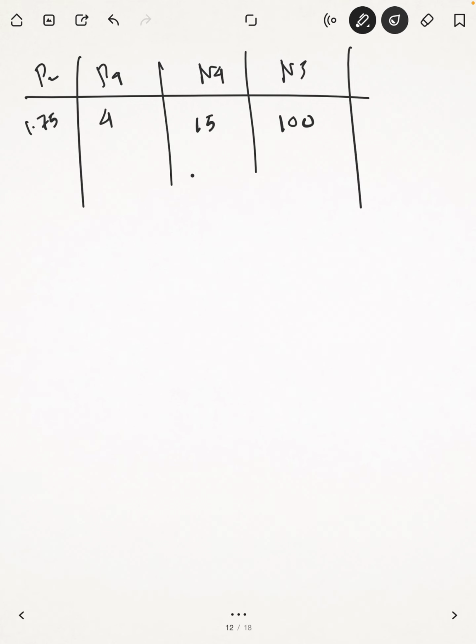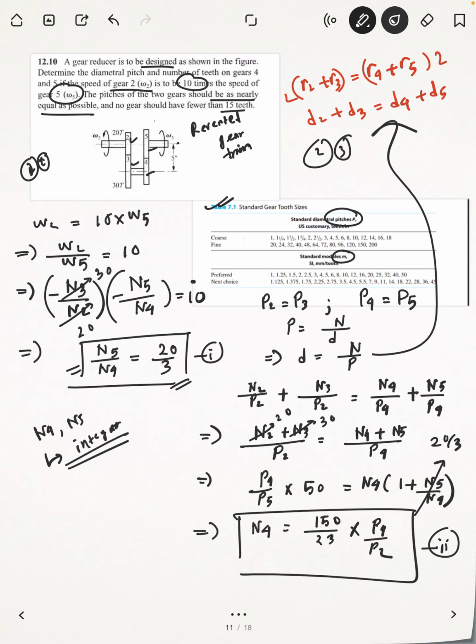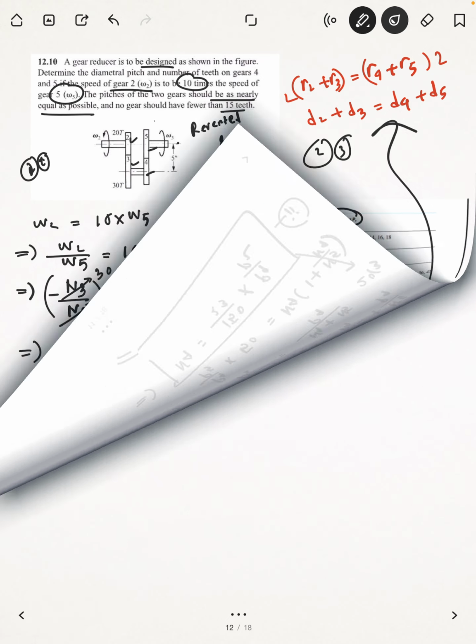Okay, now for the second iteration, if I choose P2 as 12 and P4 as 44, then what should be N4 from equation 2? From this equation, it should be 150 divided by 23 times P4, taken as what?